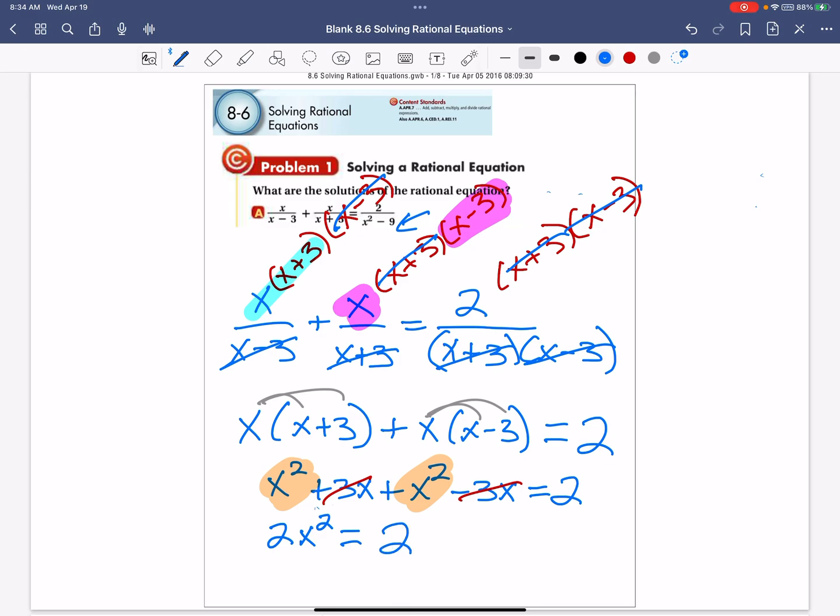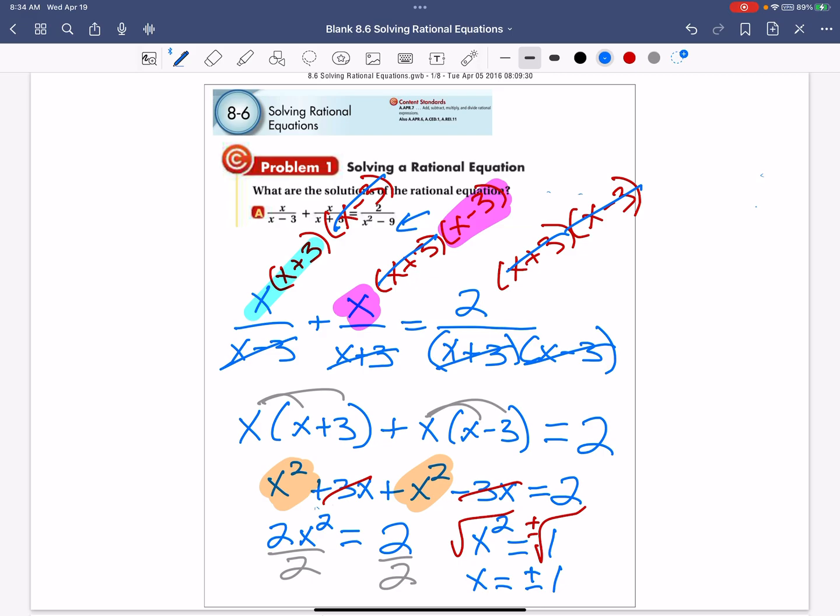To finish the problem, we'll just divide both sides by 2. And we get x squared equals 1. And last step, we're going to square root both sides. Don't forget the plus and minus. And we get x equals plus or minus 1.